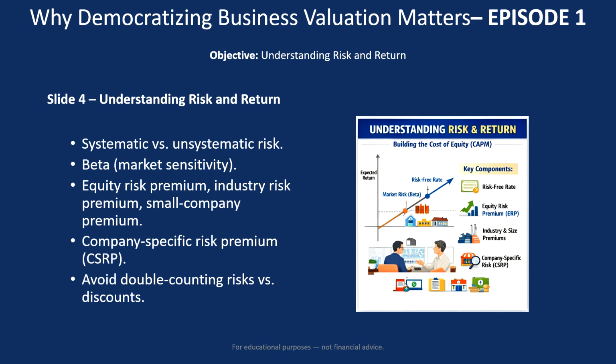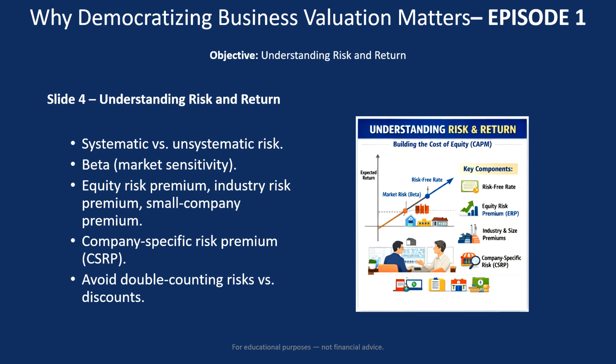Now, beta simply tells you how sensitive a company's returns are to the overall market. A beta of 1 means the company moves in line with the market. Above 1 means it is more volatile. Higher risk, higher return demanded.